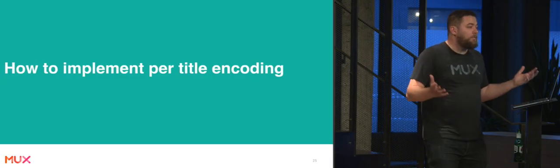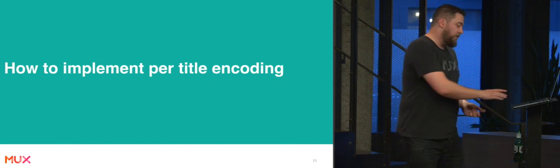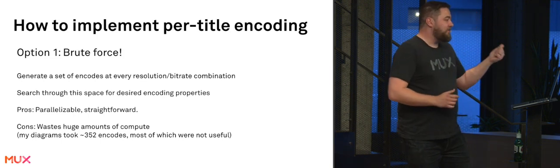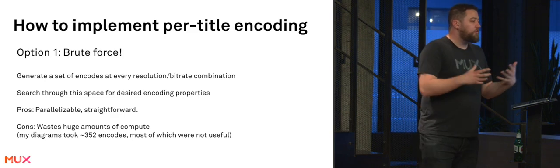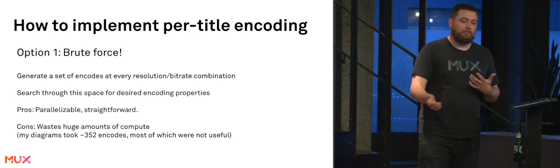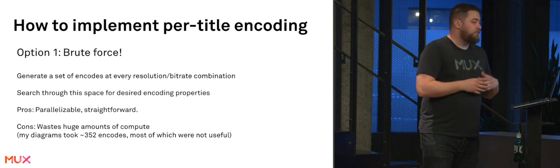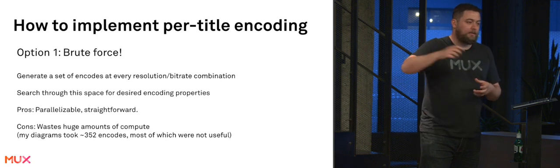Okay, so how do you implement it? Now that I've convinced you that you should do this, how do you do it? Well, option number 1 is you can use brute force. You can generate a set of encodes like I did, with a whole bunch of resolutions and bit rates, and then you can search through the space for your desired encoding properties. The pros of this approach are that it's parallelizable, it's pretty straightforward. You have a database and a bunch of jobs, and then when they're all finished, you can use that data.